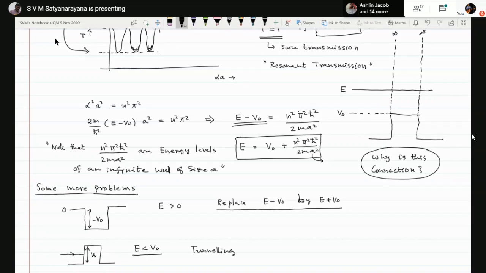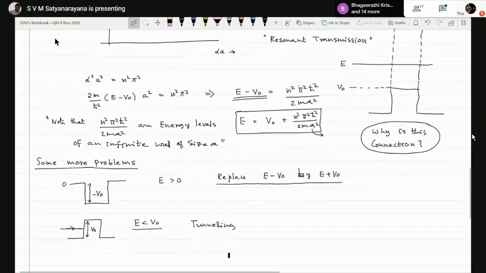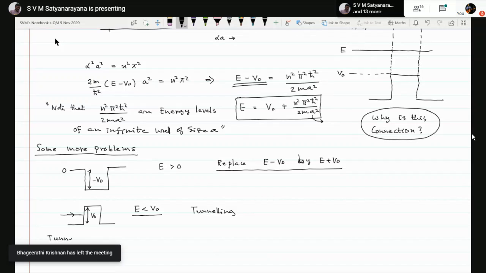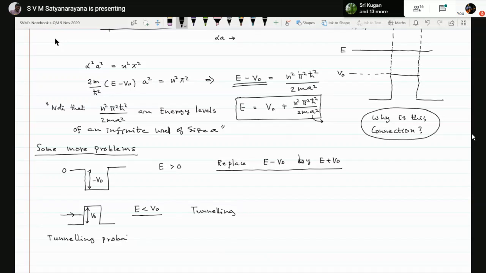That is, even if energy is less than V naught, classically there is no transmission possible, but quantum mechanically transmission is possible. So you get a tunneling. Now, how do you do it? The mathematics is exactly the same. In fact, I am not going to do the mathematics. If you want to find out the tunneling probability, I'm going to get the tunneling probability.